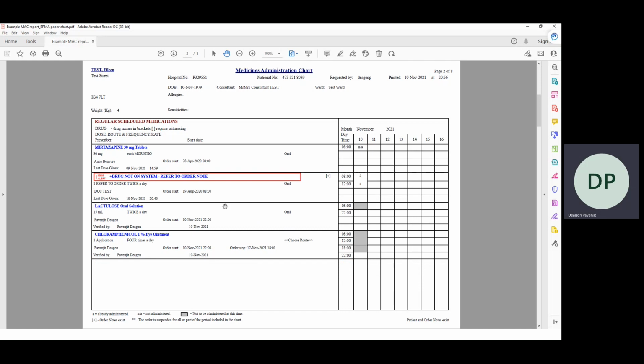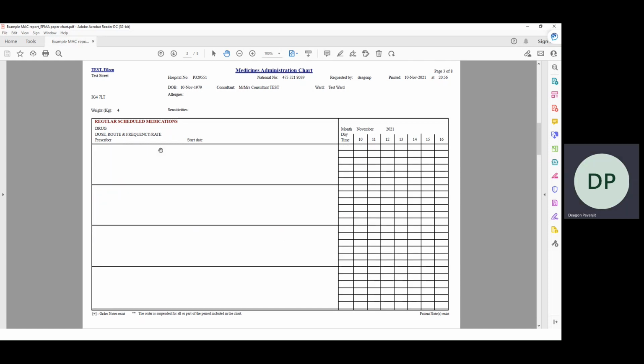Moving on to the next section, regular medicines will continue. For drug not on system, where a plus sign is available next to the order, looking at the key once again, the plus sign means that an order note exists. I will shortly come on to show you where the order notes on the MAC report are.